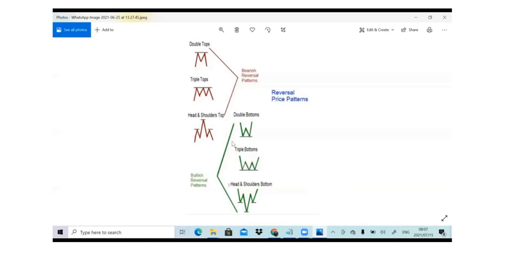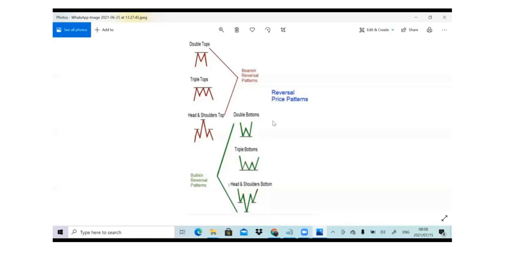We look upright. You have a double bottom. You have 2 points that are reversing at the same point. So basically, it's just the double top upside down. Triple bottom, same story, just upside down. Then you have your inverse head and shoulder, just this upside down.